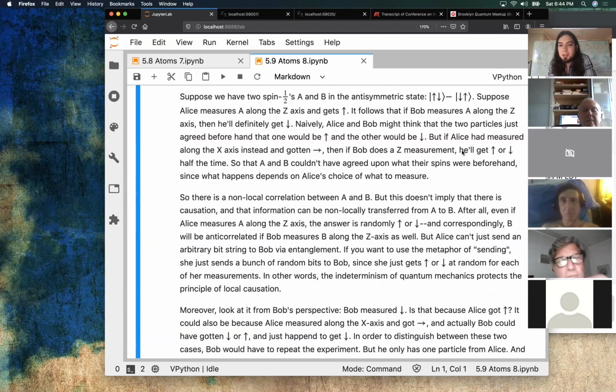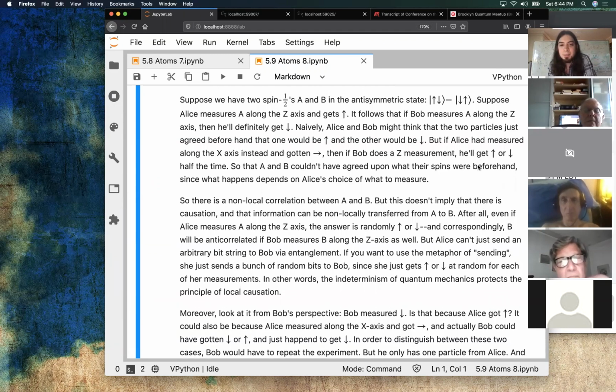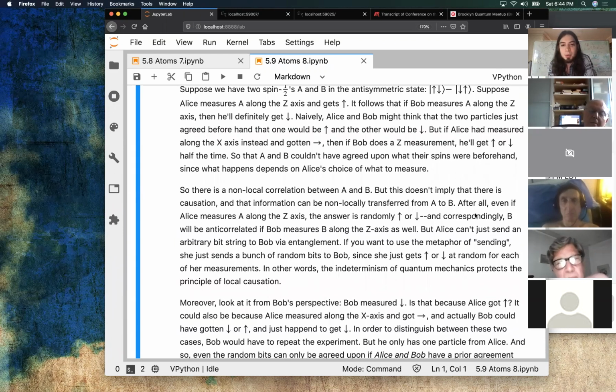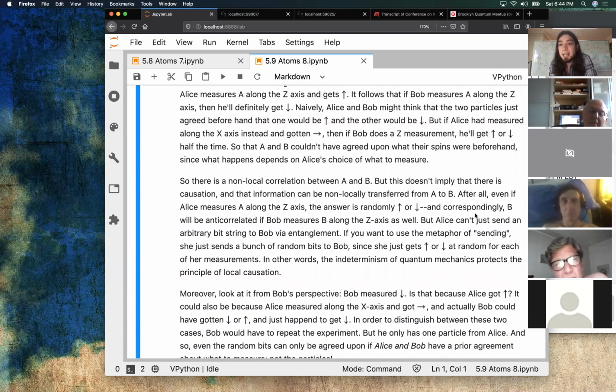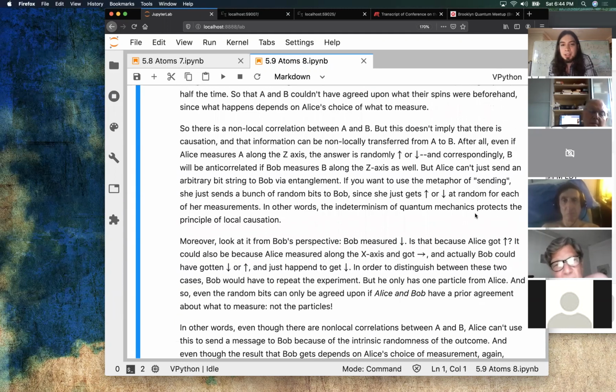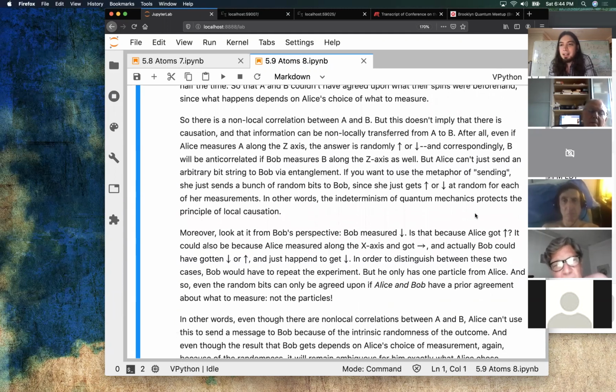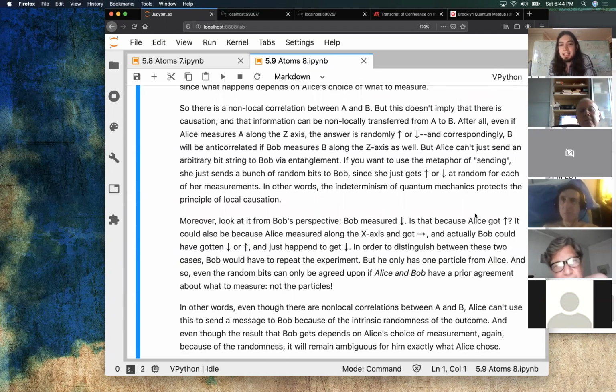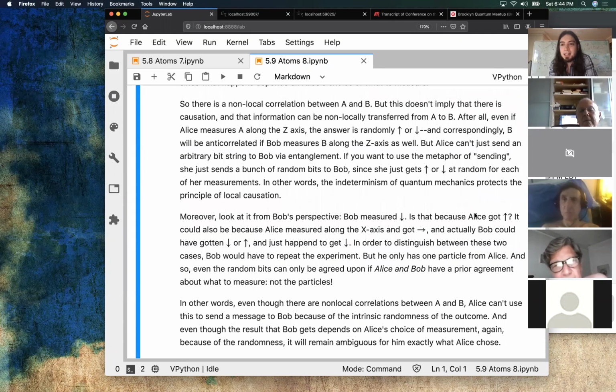Then if Bob does a z measurement, he'll get up or down half the time. So the two particles couldn't have agreed on what their spin was beforehand, because what they give depends on Alice's choice of what to measure. But even though there's this non-local correlation, it doesn't mean that information can be transferred non-locally, because even if Alice just sticks to measuring along the z-axis, each time the answer is random. It's up or down, up or down.